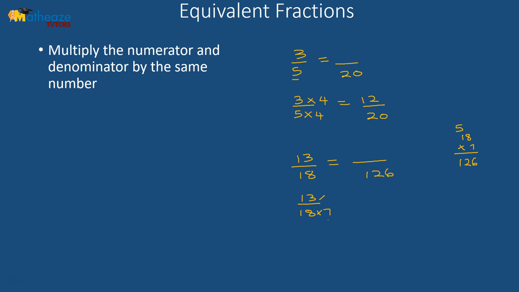So we can also multiply 13 by 7. 13 by 7 is 91. 18 by 7 is 126. So these are called equivalent fractions because they end up being exactly the same thing.